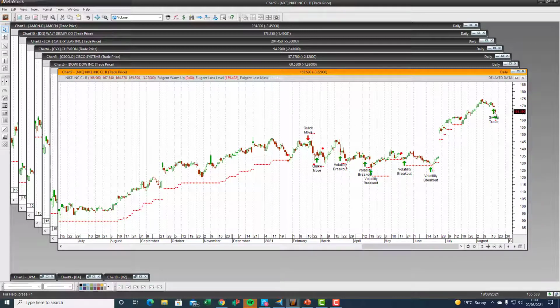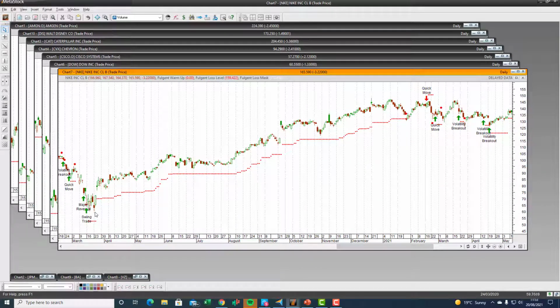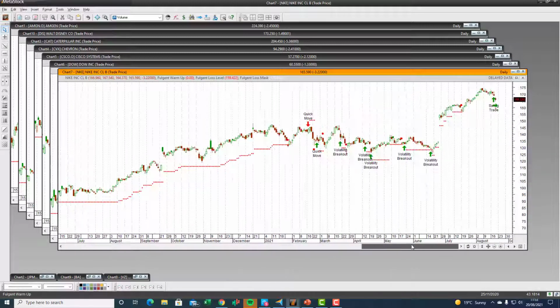Nike, a late stage swing trade. The most recent volatility breakout in June, July caught that nice rally, right before the gap up. So a fantastic trade there. We can also scroll back and see the swing trade back here in March that worked out as a multi-month movement. That's another fantastic trade. So we have a swing trade in Nike with the old highs here as the upside profit target.